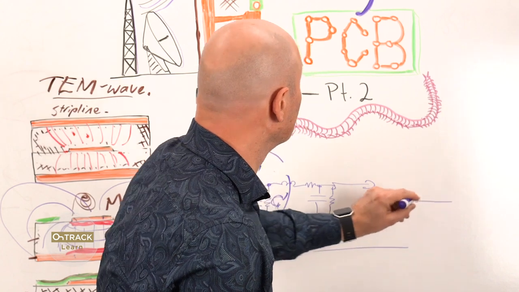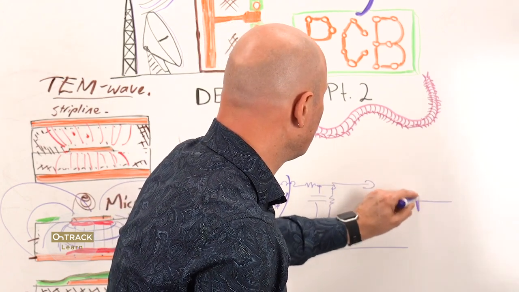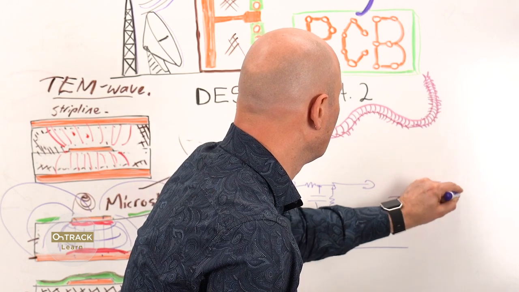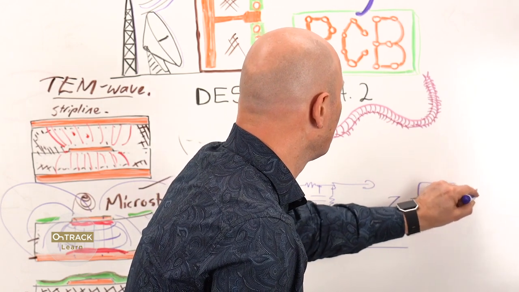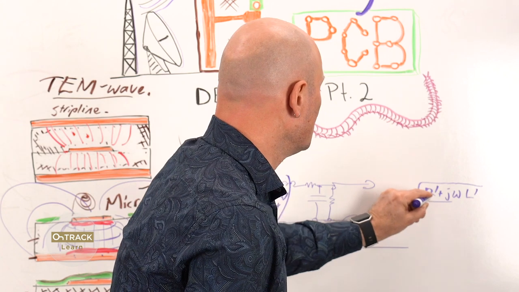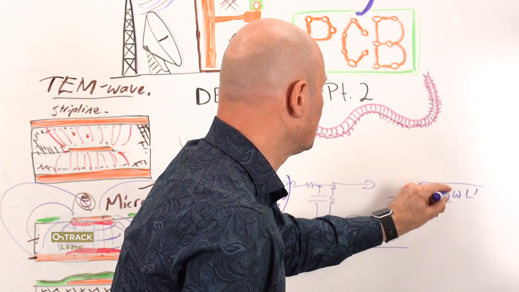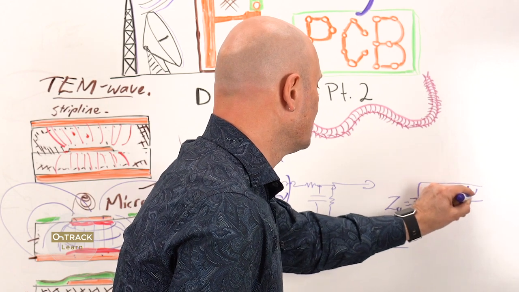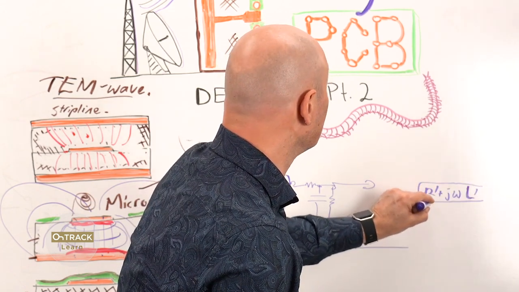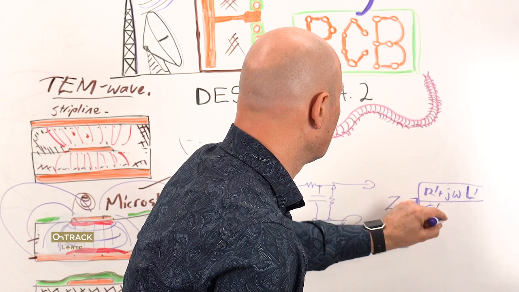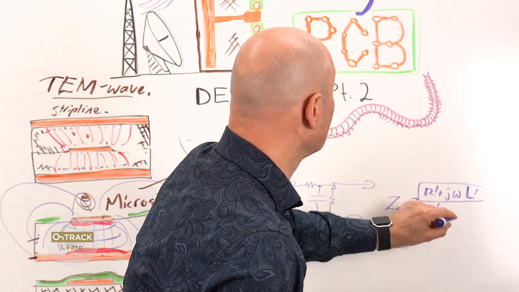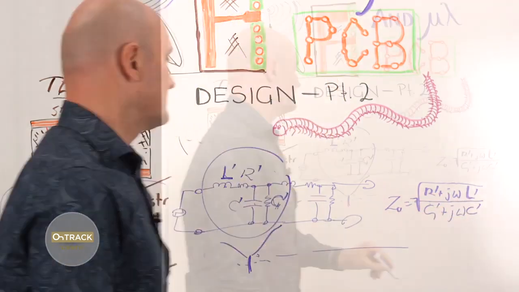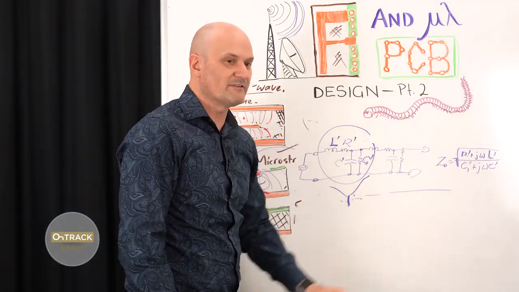which is the square root of the per-unit-length resistance plus j omega, so there's the frequency component, times the per-unit-length inductance, over the conductance per unit length plus j omega times capacitance. Right, so that's kind of esoteric.